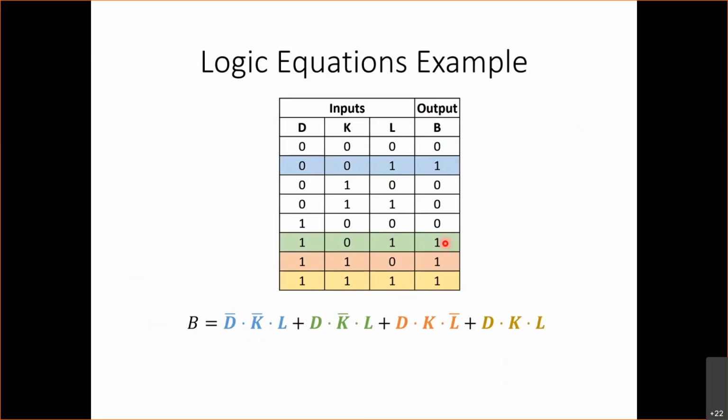Similarly, for the second row, here we want B to be 1 if D is 1, K is 0, and L is 1. So we can write D and not K and L. Or we want B to be 1 when D is 1, K is 1, and L is 0. This is the orange row over here. So we can write D and K and not L. And then in the final combination, we want B to be 1 if all 3 of the variables are 1. So here we can write or D and K and L. Okay? So here we have a logic equation that specifies the behavior of the block.